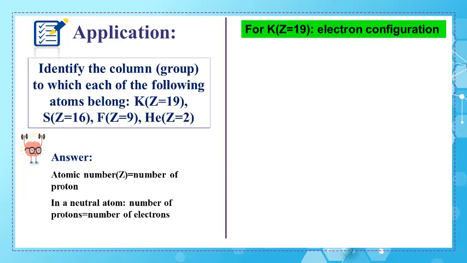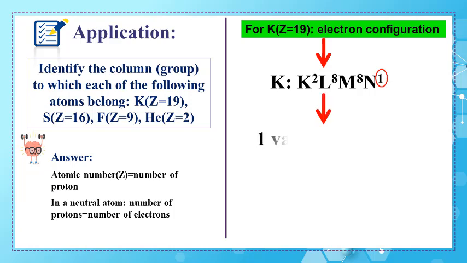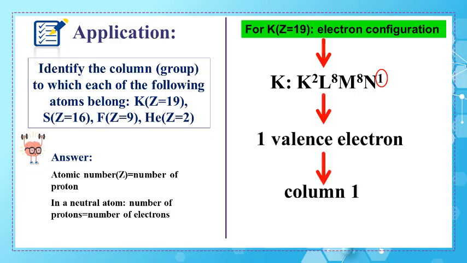For potassium having Z equal 19, the electron configuration is K2, L8, M8, N1. On its valence shell N, we have only one valence electron, so we can say that potassium belongs to column 1 or group 1.